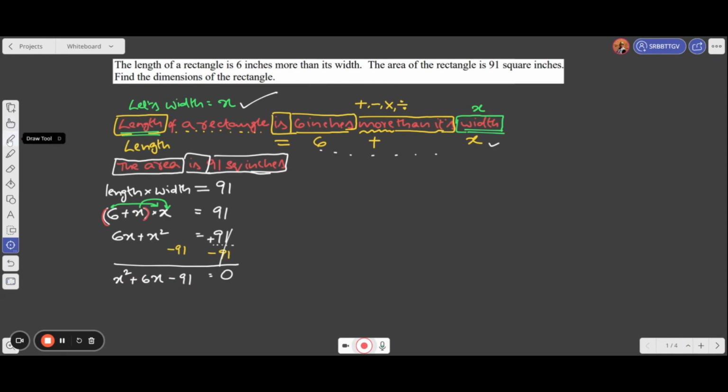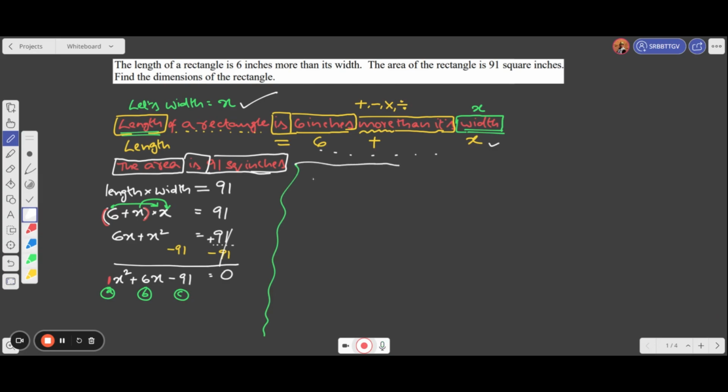Now, at this point, I strongly recommend taking the formula method. Of course, you can go for the factoring method too, but with the formula method, you will never make a mistake. So here, what's the value of a? Remember, if there is no sign, you are allowed to take 1. Then b is 6, and c is negative 91. So let me copy all the details here: a equals 1, b equals 6, and c equals negative 91.